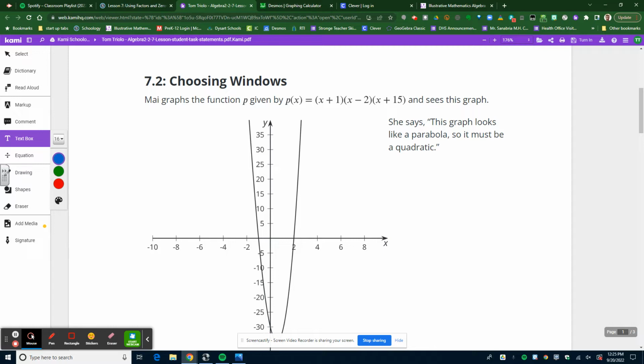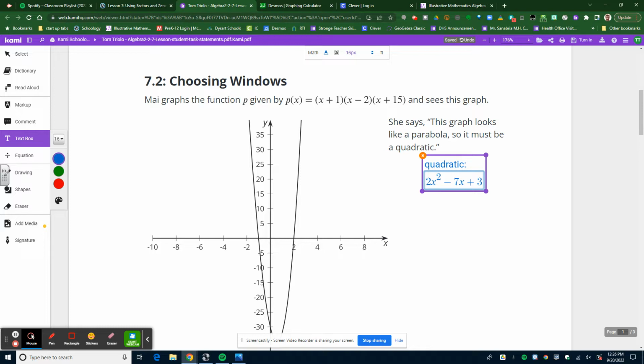Let me give you an example of a quadratic and see if you can figure out what that would be. Here would be an example of a quadratic polynomial: 2x squared minus 7x plus 3. That would be a quadratic polynomial. So anybody think they know what a quadratic is now?